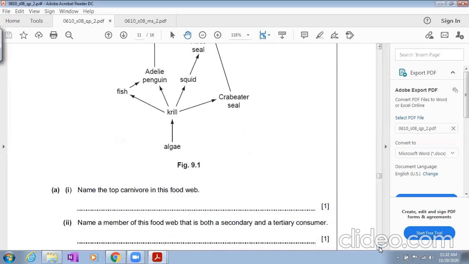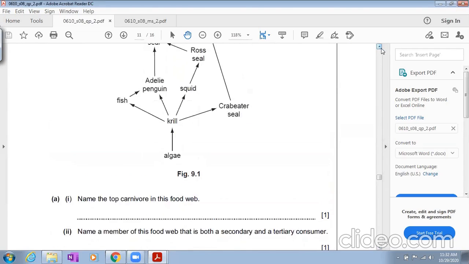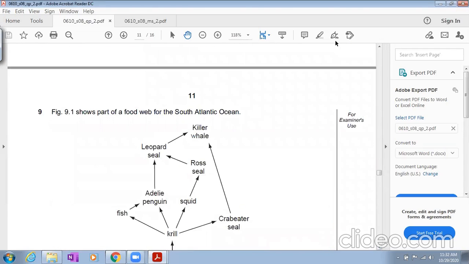Name the top carnivore in this food chain. What is the top carnivore in this food web? So, top carnivore, let me see. You can see at the end which one we have. Killer whale, right? It is the last one. Because if you see here, primary, secondary, tertiary, quaternary, and so on, it comes to the killer whale. It is the last one, so we will count it as the top carnivore.